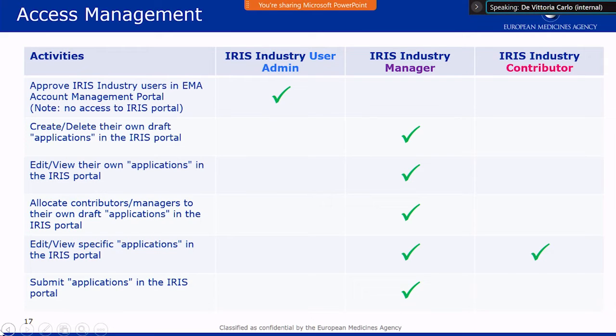Then we have the IRIS Industry Manager, that is one of the main roles in the platform. This role has several functionalities, so it will be able to create, edit, and delete applications. It will be able to edit and view only the applications created by the manager or for which he is appointed. And he is also able to appoint other users like contributors to participate in the specific procedure. And finally, the manager is the one that is also responsible for submitting the application, so clicking the final validation of the submission.